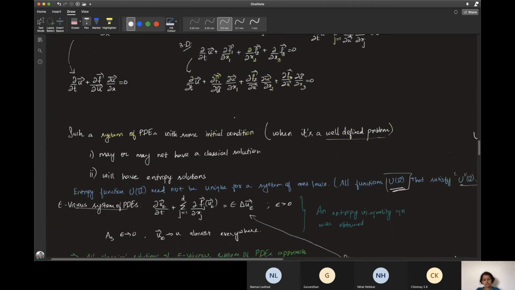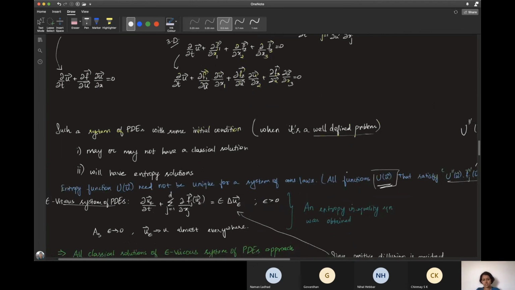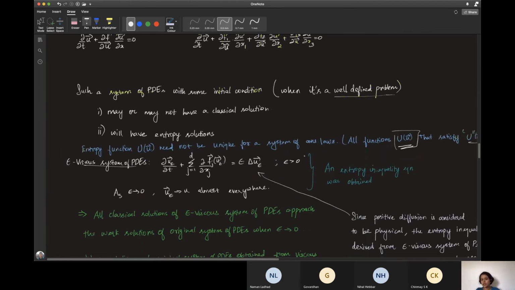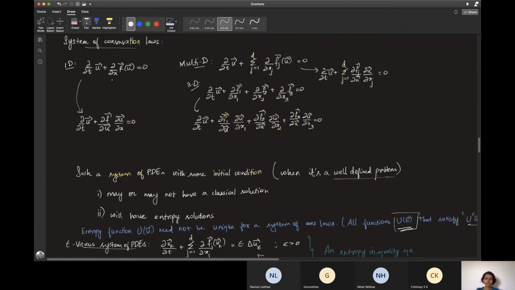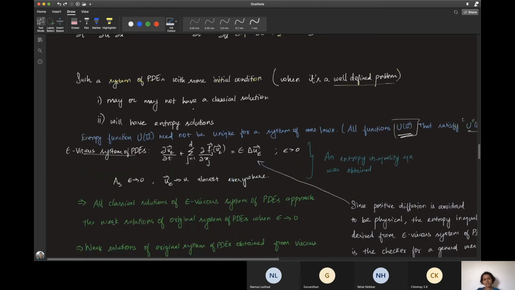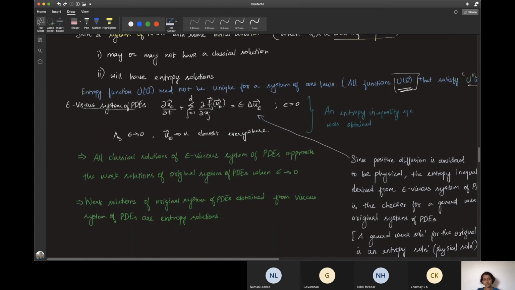So for a system, you can find many entropy functions. It may not be unique for a system of conservation laws. If we fix the u vector and the f vector and get a system, then for that system your entropy function need not be unique. You can have multiple entropy functions.